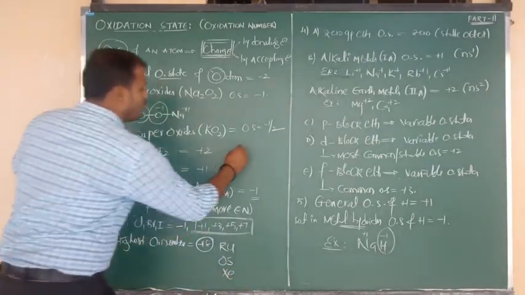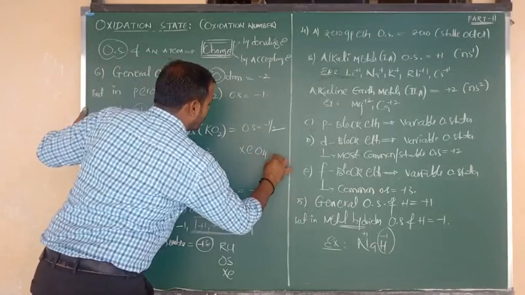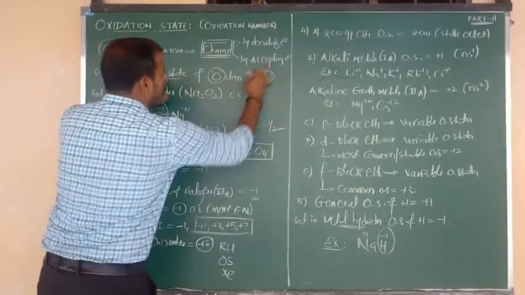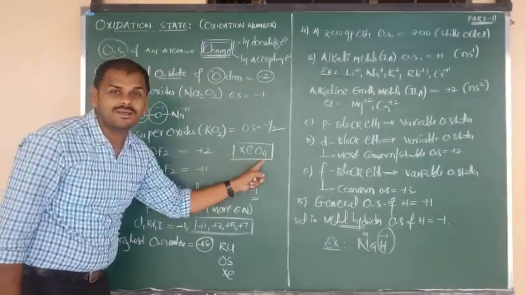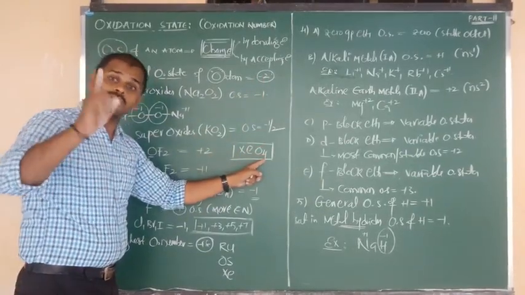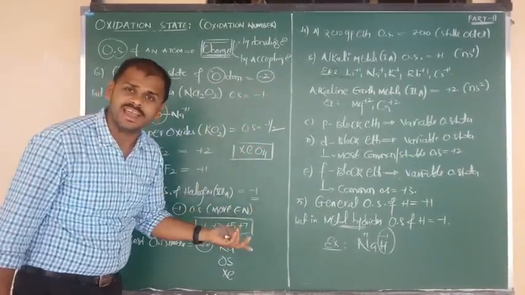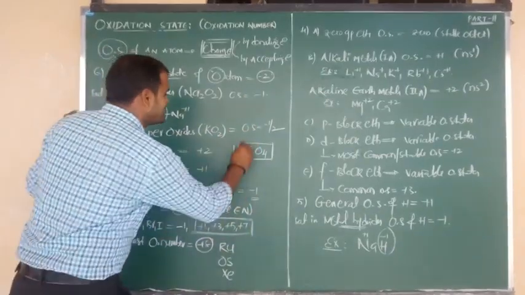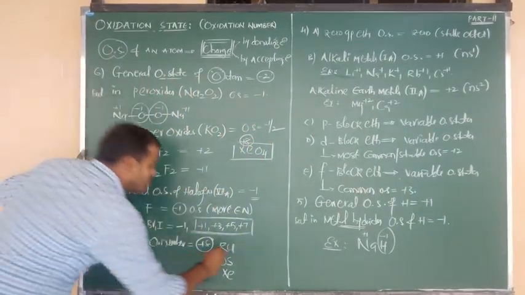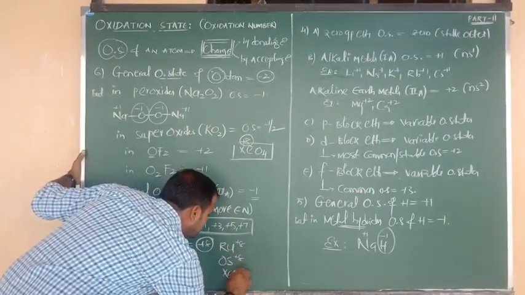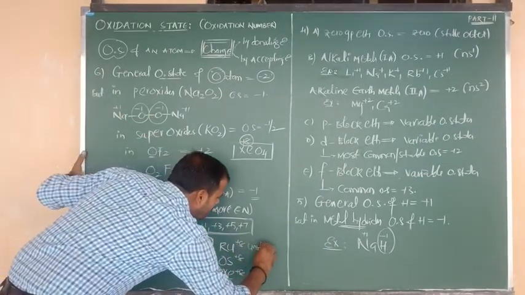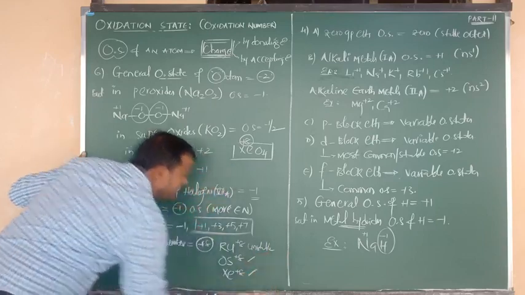How? Suppose I take XeO4, xenon tetraoxide. Generally oxygen contains -2, but here 4 oxygens are there. So 4 into -2 means -8. If oxygen contributes -8, then xenon contains +8. So ruthenium +8, osmium +8, xenon +8. But ruthenium +8 is a little bit unstable form. The remaining 2 are the stable forms.